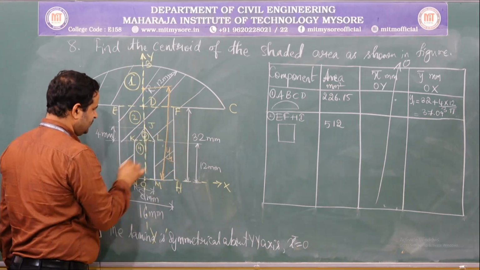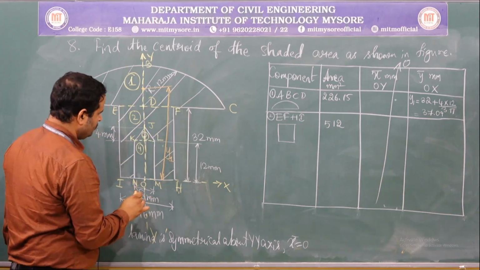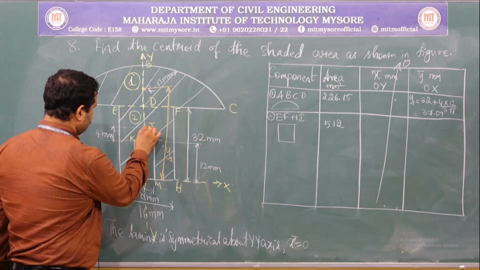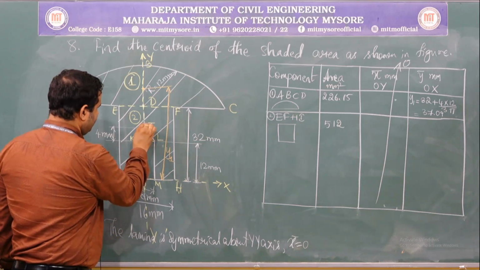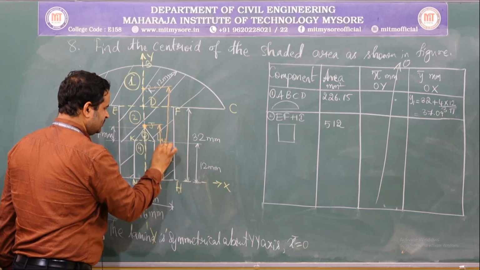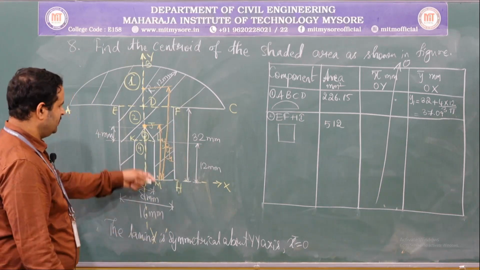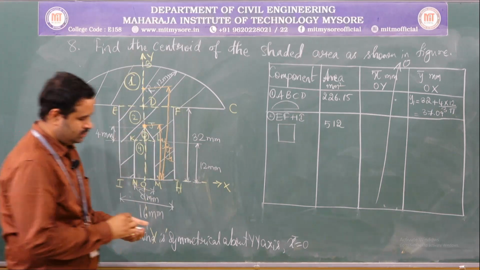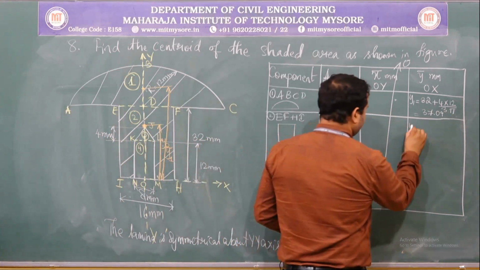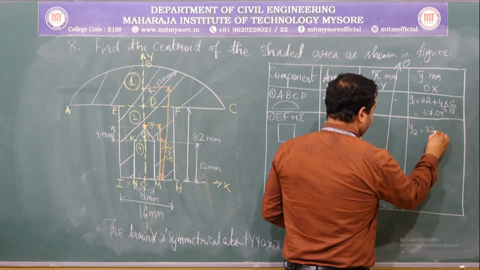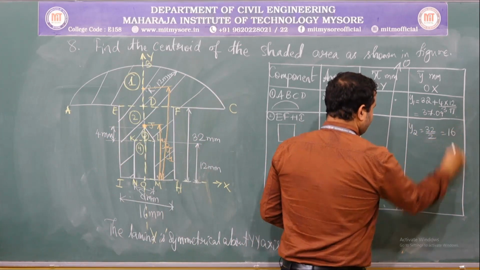So, exactly at center, say somewhere here, this is nothing but y2. So, y2 is nothing but half of 32 mm.